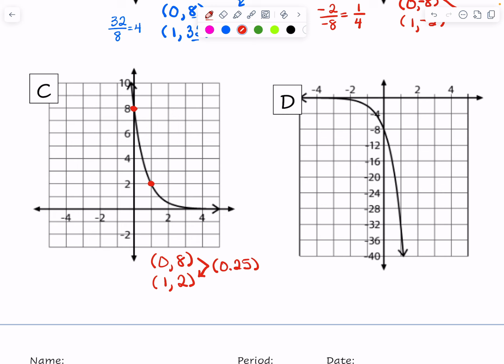So then our equation is y equals the y-intercept, 8, times our b value, 0.25, to the power of x. All right, in our next video, we will go over the last 3 tasks or ideas that we had.